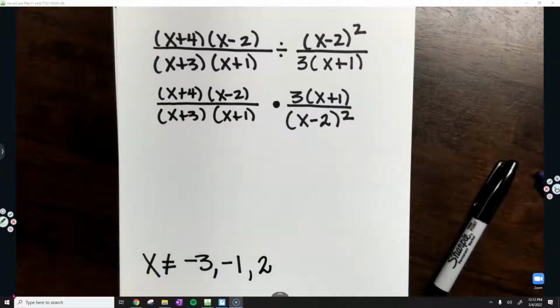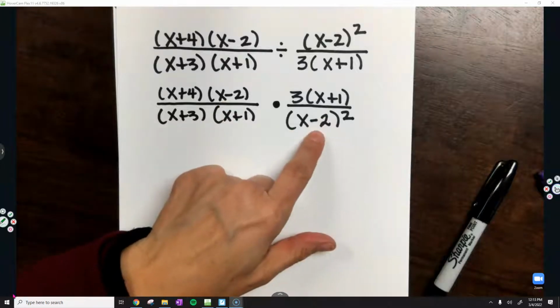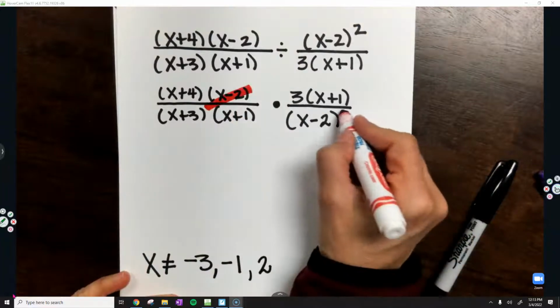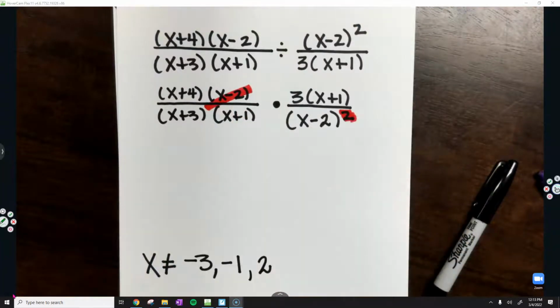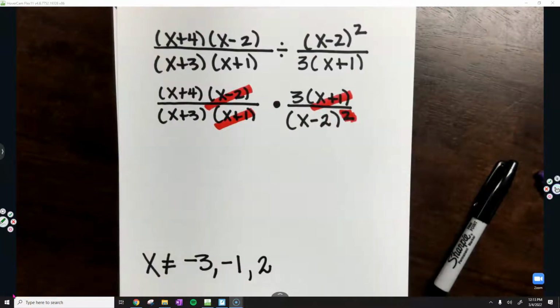All right, so now we're ready to cancel out anything. Anything will cancel out as long as there's one on the top and another one on the bottom. It doesn't matter if they're not on the same fraction. So like this x minus 2, that's going to cancel out one of these. So I'm going to cancel out this x minus 2, and there's only going to be a single x minus 2 left. Did y'all see anything else? X plus 1. Okay, let's cross those out. And then I believe that's it.